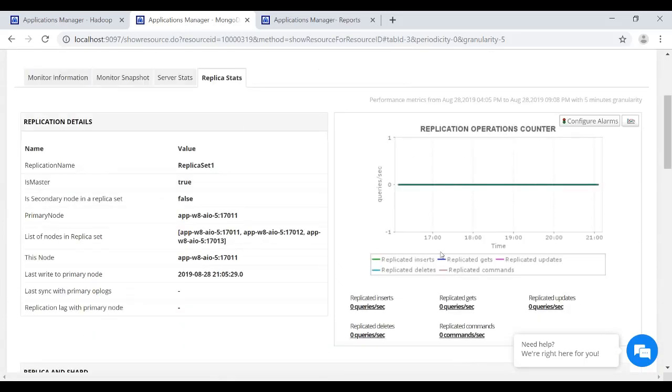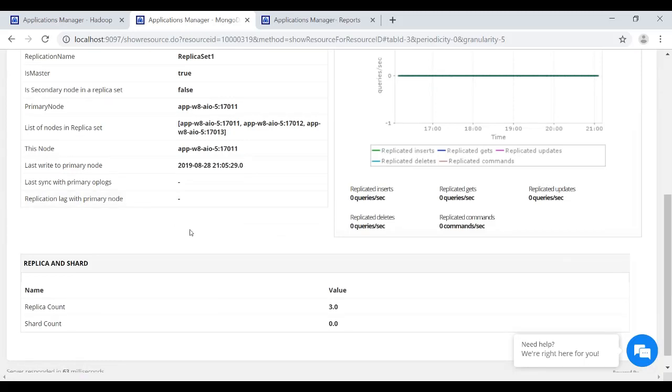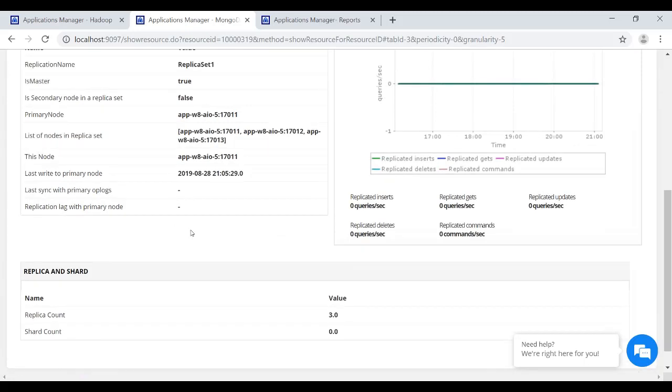We saw similar stats in the presentation as well. The number of queries replicated or executed per second can be found over here. If we scroll down further, we see some data about the shard as well. It's not just the replica count, but also the MongoDB shard count is present here.